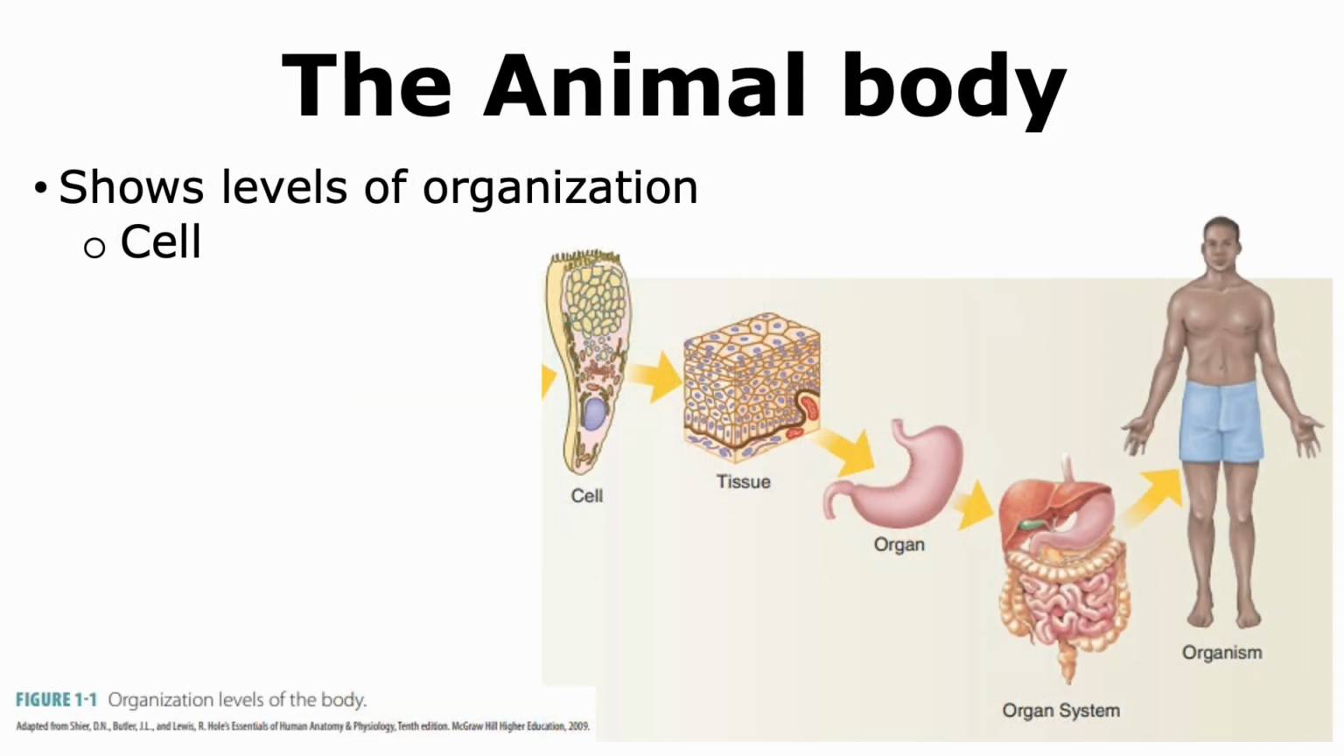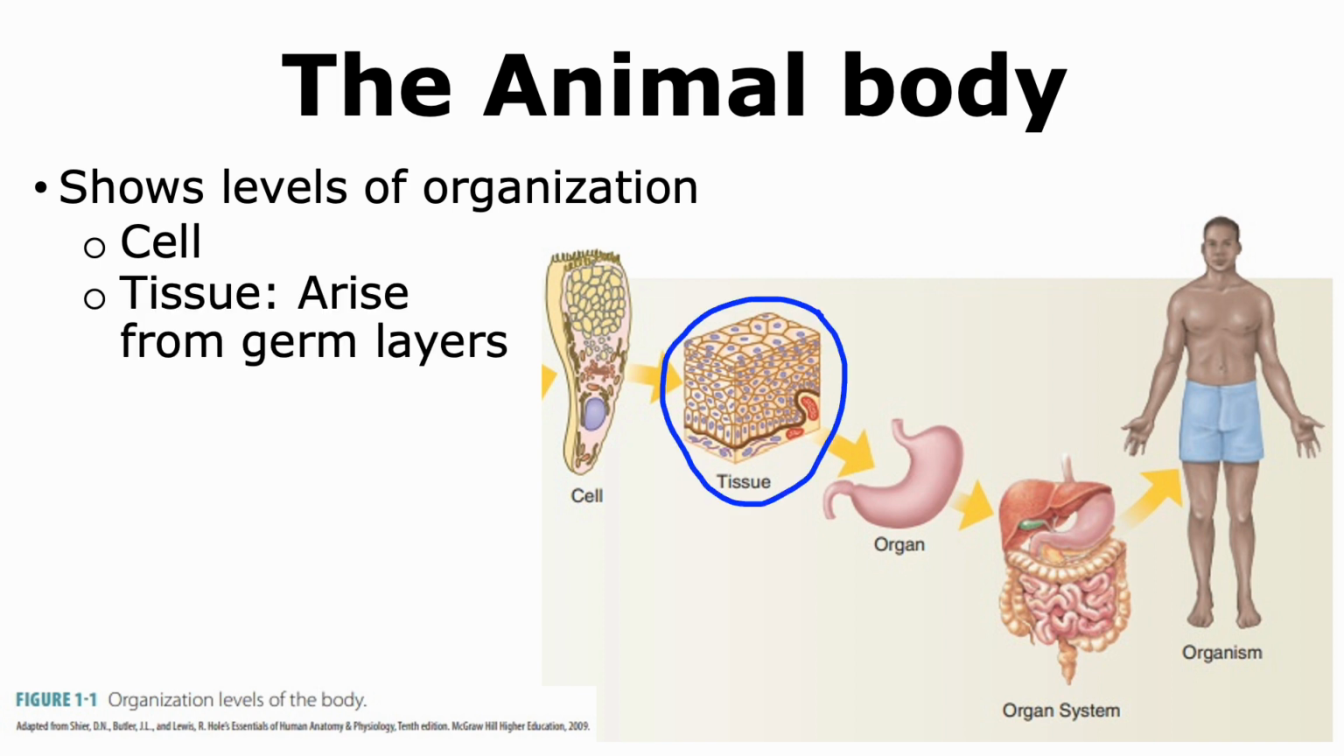Animal bodies show a hierarchical level of organization. As true with all organisms, the body of animals is made up of cells. However, different cells come together to form tissues. These cells that form the tissues usually arise from the germ layers.